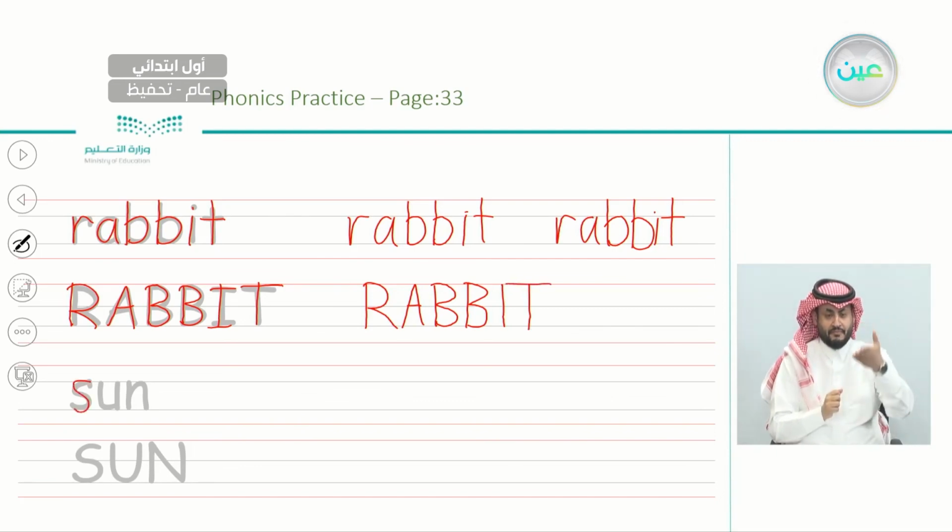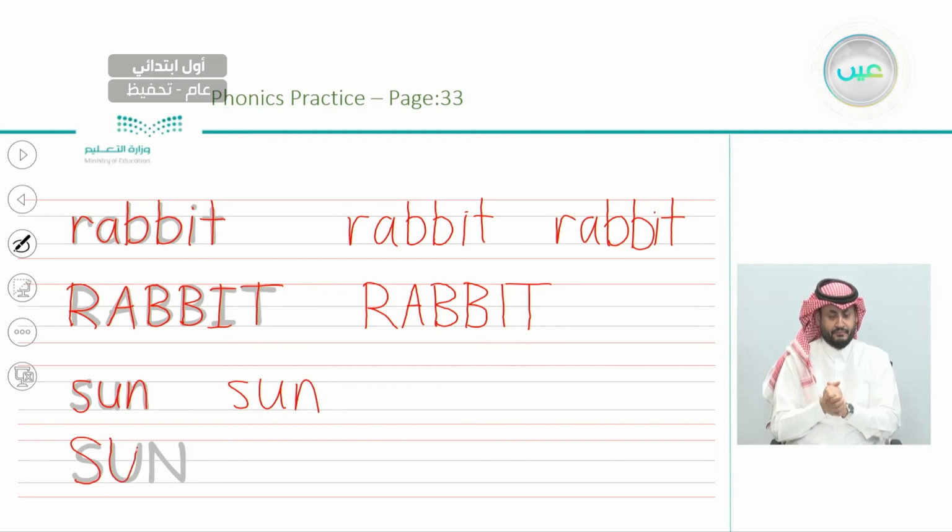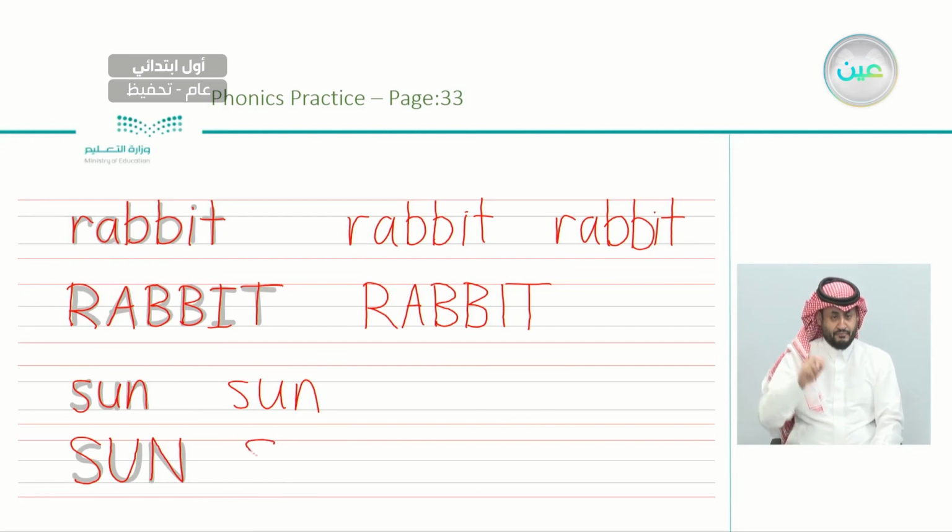What about sun? Yes, this is sun in small. And this is sun also in small. What about capital S? Like this, U, N. Let's write it one more time. S, U, then we have N.